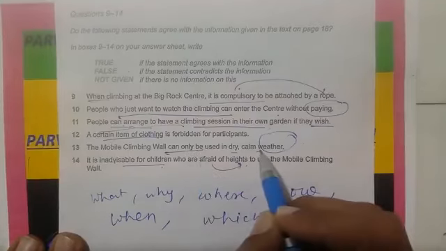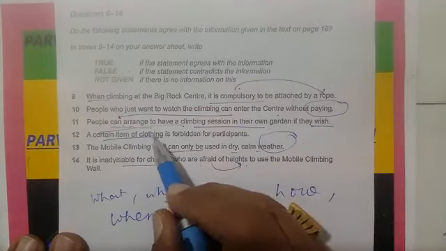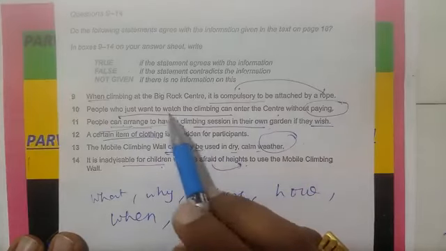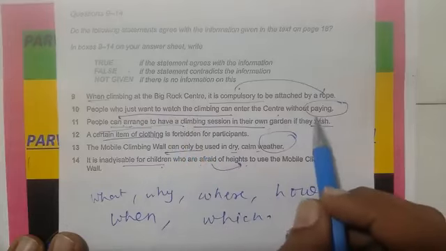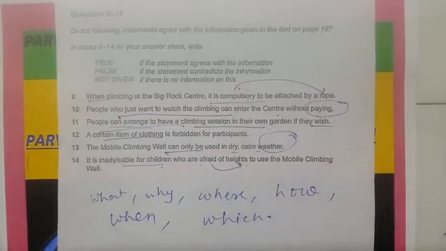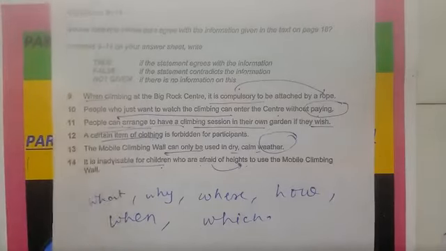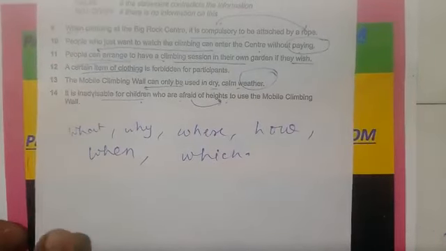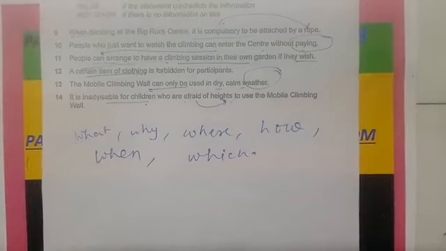Here we will work on the weather conditions, here on the clothing, and in 11 I have to work on the point that they can arrange a climbing session. In 10 I'll work on without paying, that's the main point here, and in 9 I'll work on compulsory. So let's start from the series 9, 10, 11. As we know, true, false, not given questions are mostly in order, but remember one thing: if I can't find 9, then I'll go to 10. It doesn't mean that I'll waste my time on 9 only.